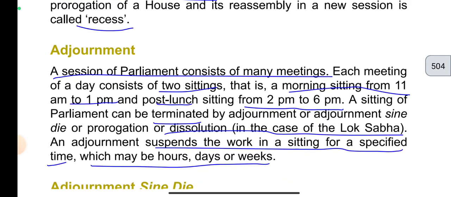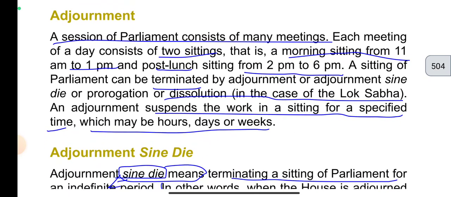Then adjournment. A session of parliament consists of many meetings. Each meeting of a day consists of 2 sittings, that is a morning sitting from 11 to 1 pm and a post lunch sitting from 2 pm to 6 pm. A sitting of parliament can be terminated by adjournment, adjournment sine die, prorogation, or dissolution in the case of Lok Sabha. In Lok Sabha we call it dissolution, though prorogation can also be said. In Rajya Sabha it cannot be called dissolution because it is a permanent body.